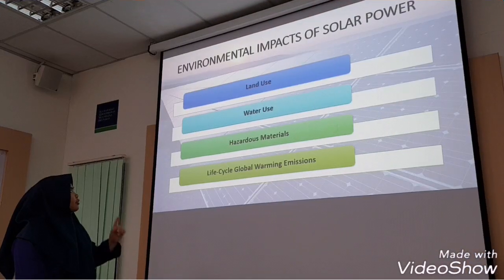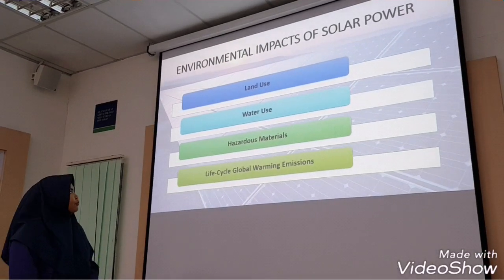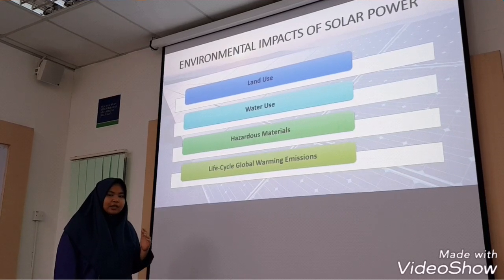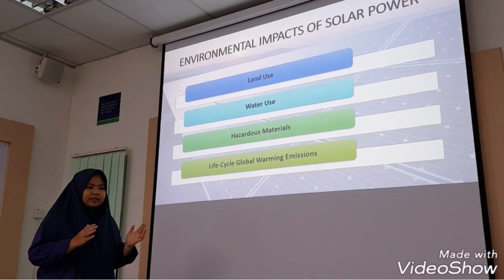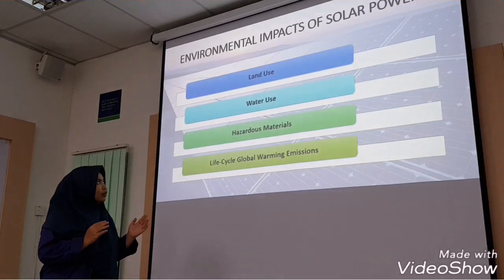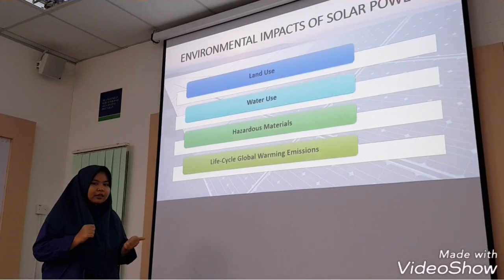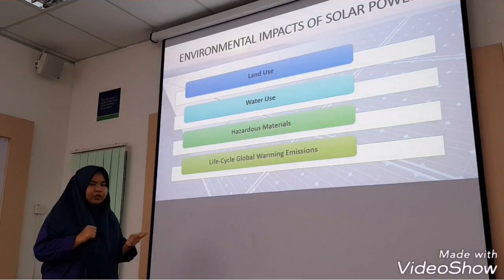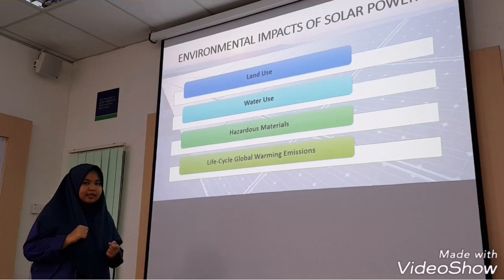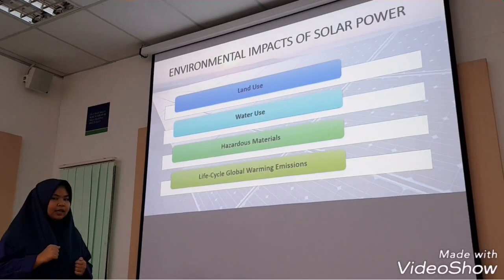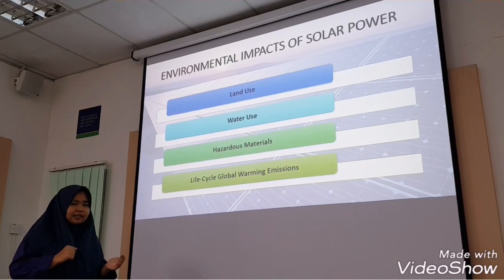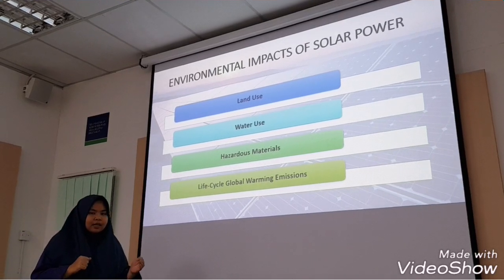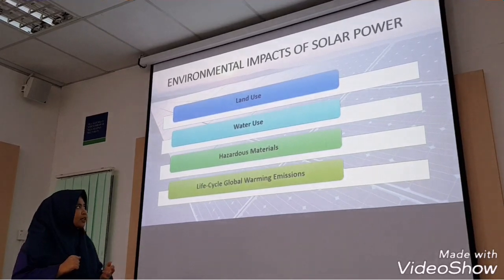Okay, now the environmental impacts of solar power. The first is land use. Large utility-scale plants require large land to set up. It raises concern about habitat loss and land regulation. It depends on the technology, the topographic area, and the sunlight intensity. Next is water use. Like other electricity generating plants, they require water to cool down the plant while generating electricity.